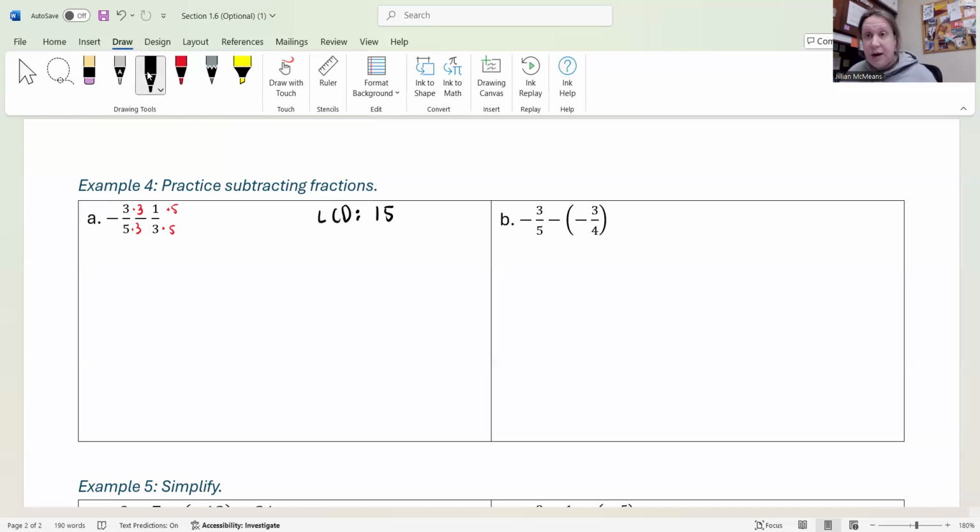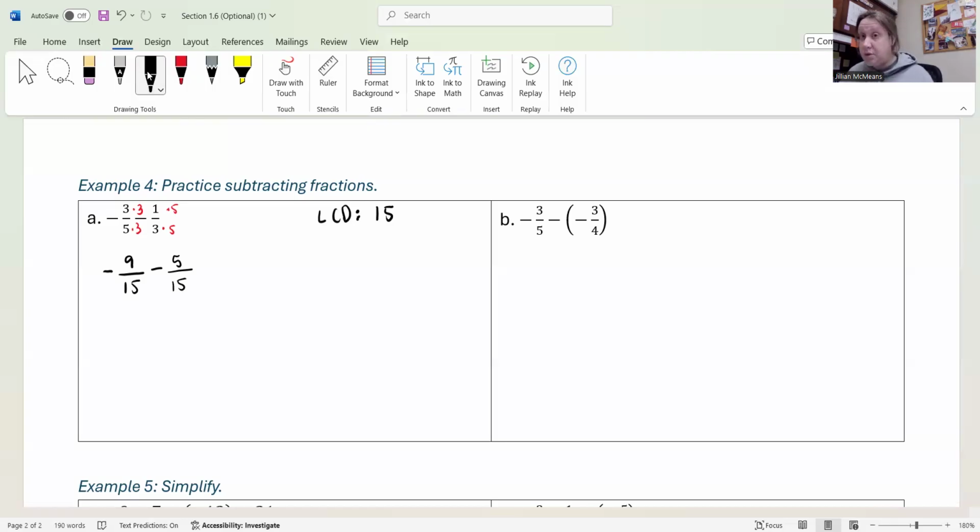And then we're just going to rewrite. We're going to just get the equivalent forms here. So I'm going to keep all the signs the same. I have negative 3 times 3, which is 9, over 5 times 3, which is 15, minus 1 times 5, which is 5, over 3 times 5, which is 15. So all I've done is find the LCD and the equivalent forms.